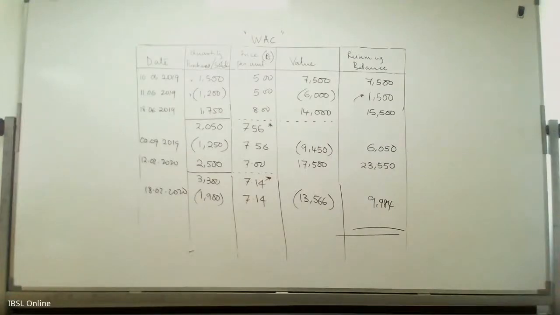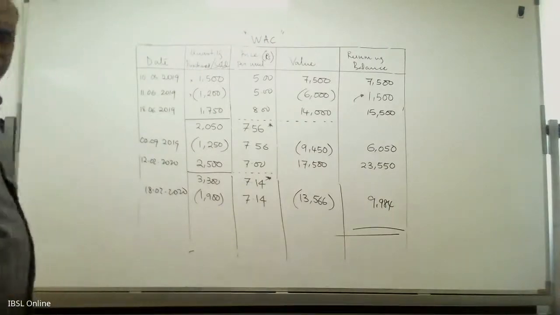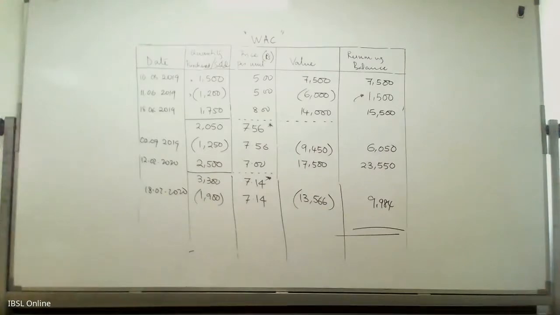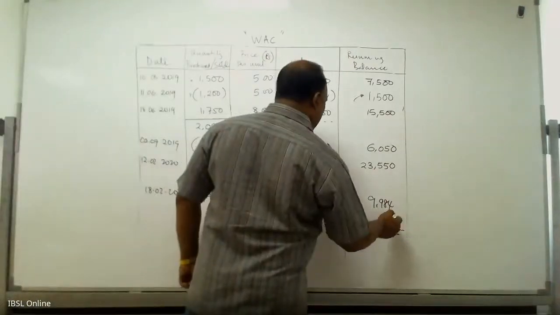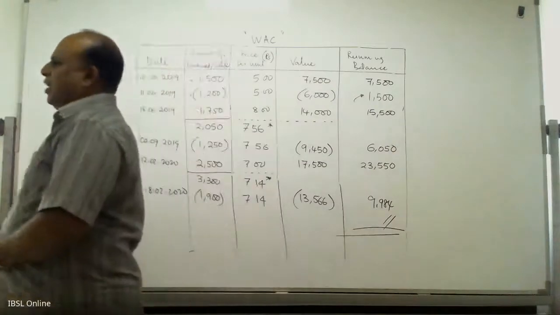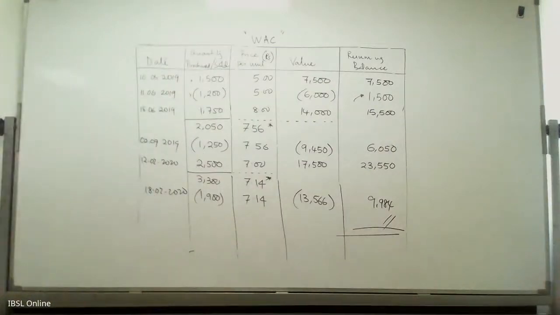So in the previous valuation technique, what was the closing value? Closing stock value. That was 9,800, I think, which is 1,400 units at the rate of 7 rupees. So yes, 9,800 rupees. But when you use the average cost method, you will see it is 9,984.